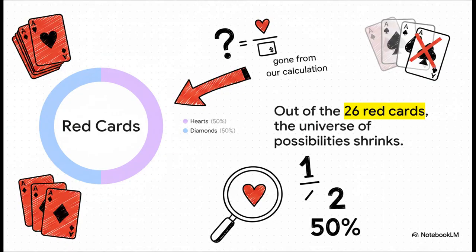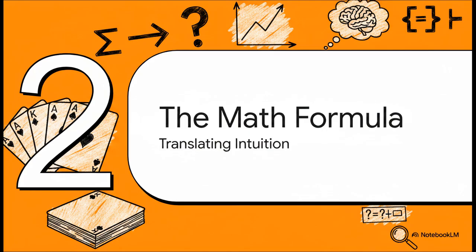Now, what's really interesting here is how this new reality plays out visually. Our sample space is now just 26 red cards. The black cards? Totally gone. Entirely removed from the equation. And since exactly 13 of those red cards are hearts, our probability is simply 13 divided by 26. Just by knowing the card was red, we dynamically updated our math to a clean 50% chance. Pretty cool, right? All right, let's move on to the mathematical formula, translating our intuition into actual math.